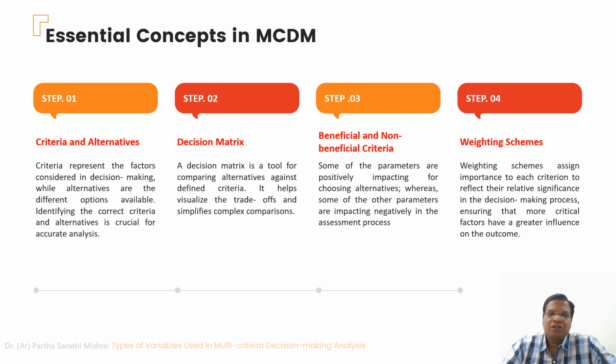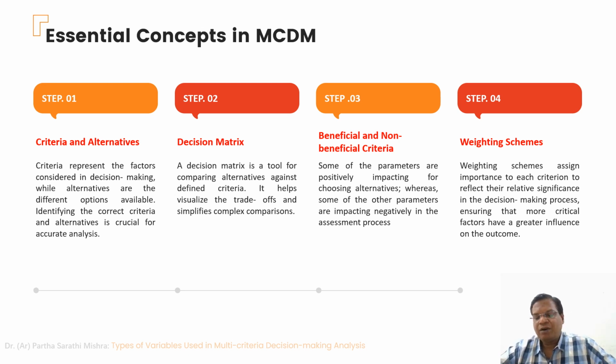In some studies, it is also termed cost and benefit criteria. Cost is negative for the alternatives while buying or selecting, whereas benefit refers to parameters where an increased value is beneficial for us, so we say it is a beneficial criterion, and others are non-beneficial criteria. Another point is weighting schemes. Suppose we have two particular parameters for evaluating a particular alternative. Now the question is which parameter is more important than the other.